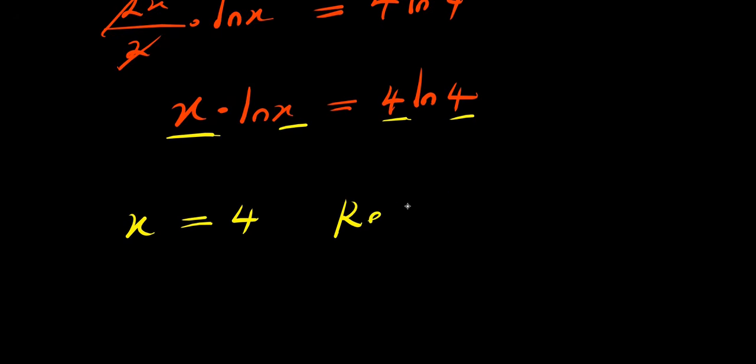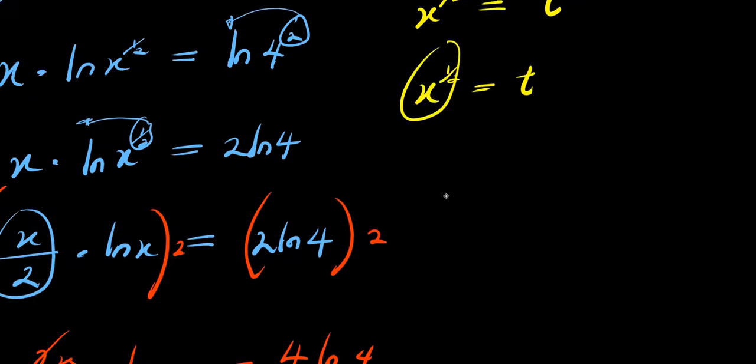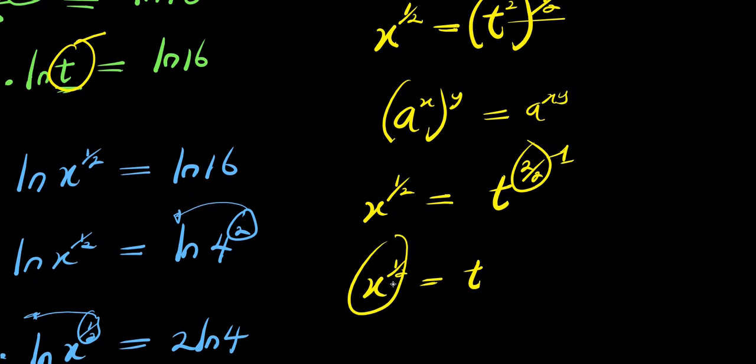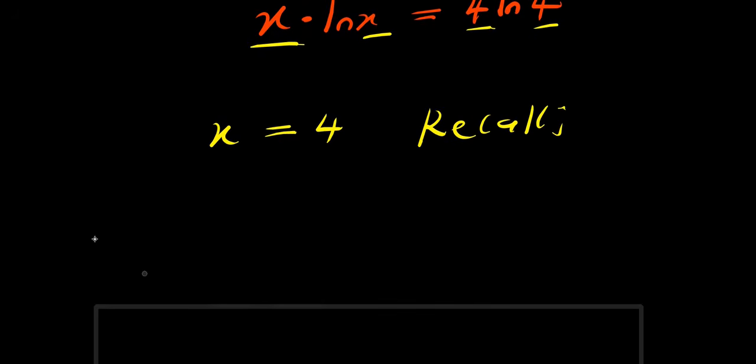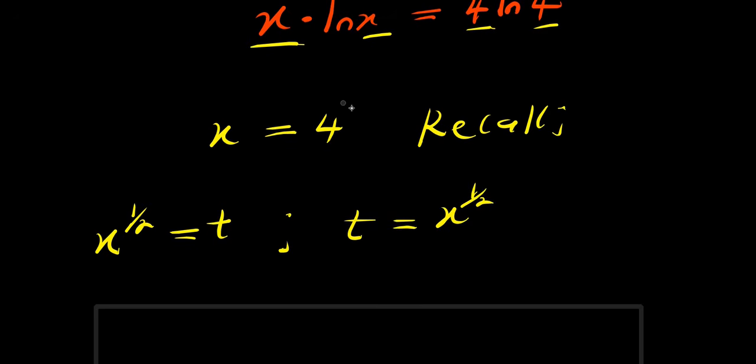And recall, that is not all. Recall that x power 1 over 2 is t. So that means t equals x power 1 over 2. And x is 4, so we have t equals 4 power 1 over 2.